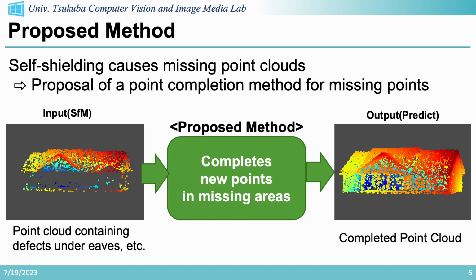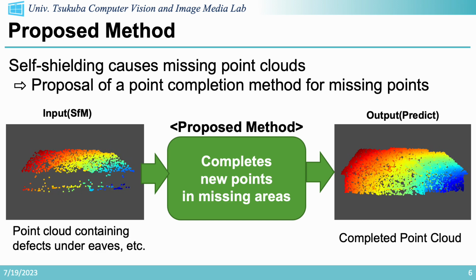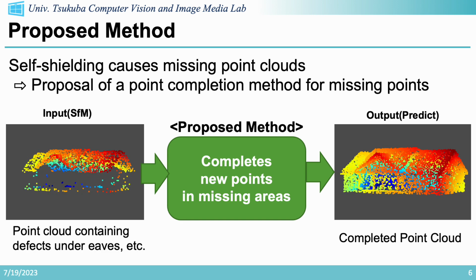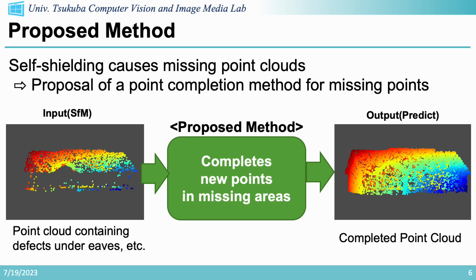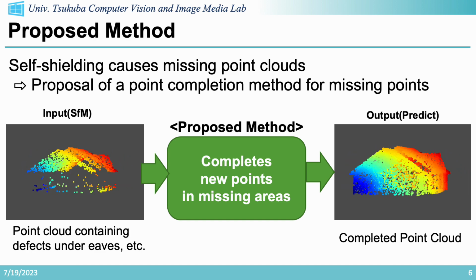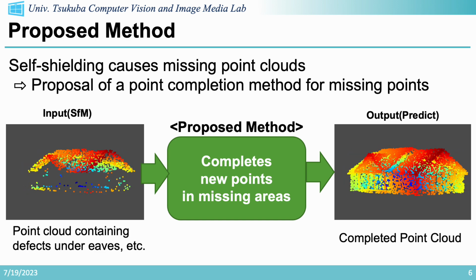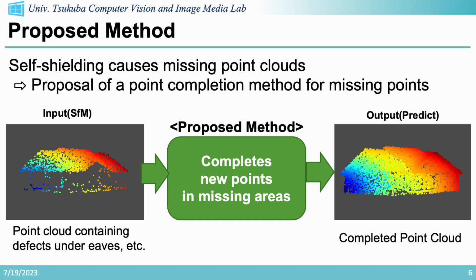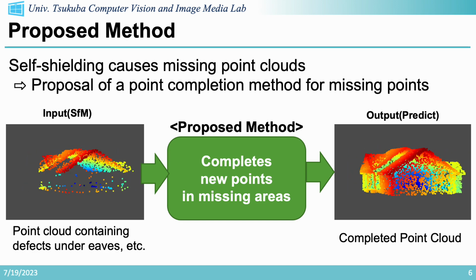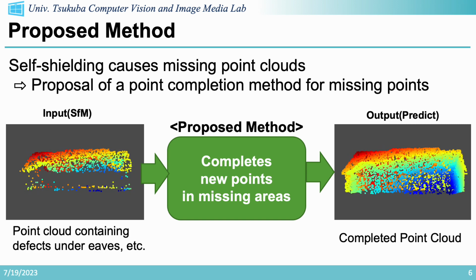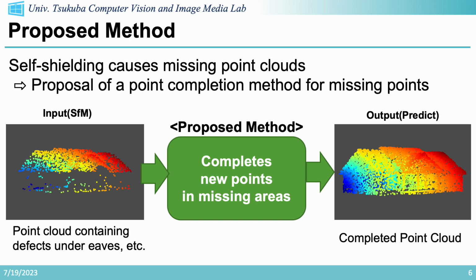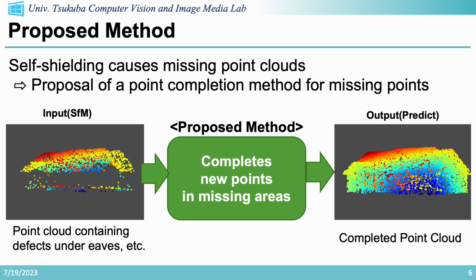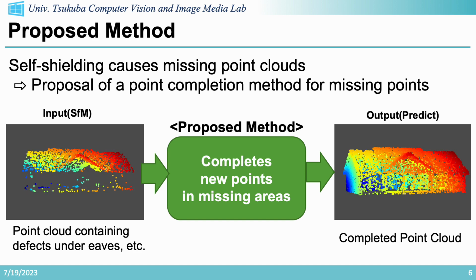Thus, in this research, we developed a method to reshape the point cloud by adding new prediction points to reconstructed point cloud. As shown in the left figure, the building point cloud reconstructed from aerial images has a deficit at the eaves, and such a point cloud is used as our input for this method. The final output will be building point cloud with the missing part complemented.